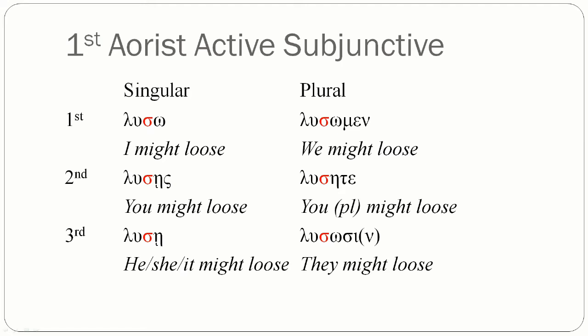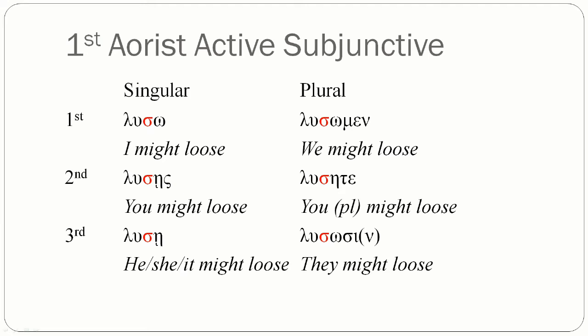Plurals: lu-somen, lu-seta, and lu-sosin. And I've put that sigma in red so that you can see the difference between the present and the aorist. One thing to keep in mind here, if you notice, the translations are exactly the same as I had for the present, and that is the case.